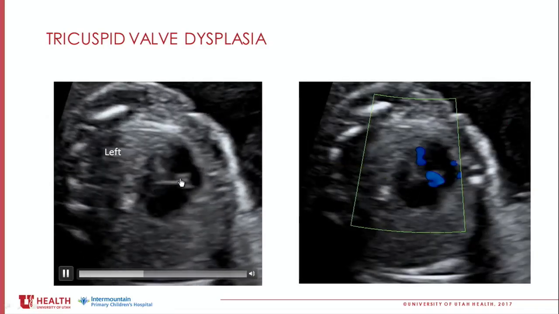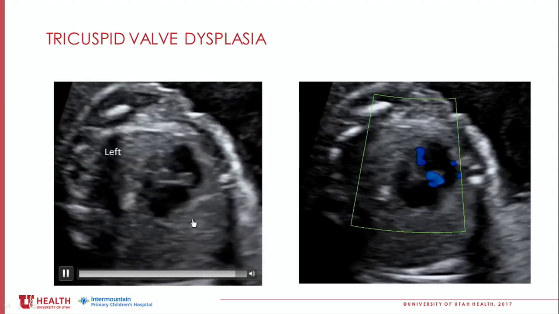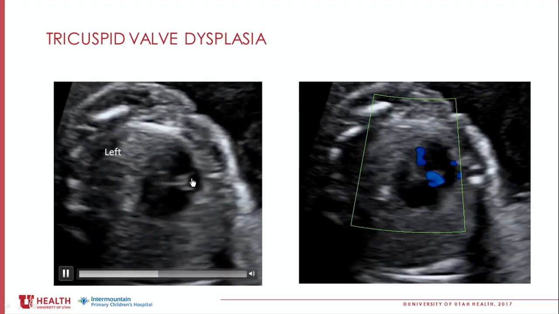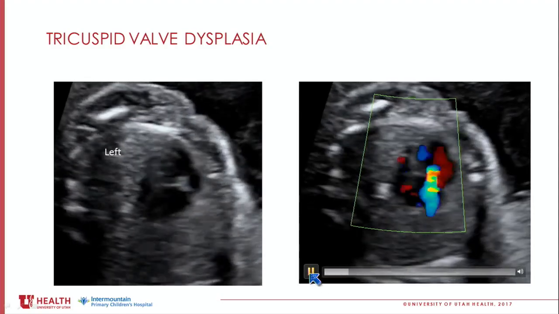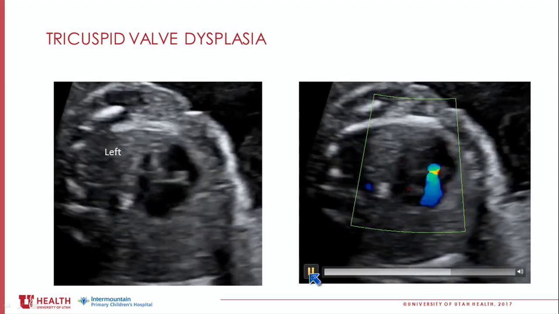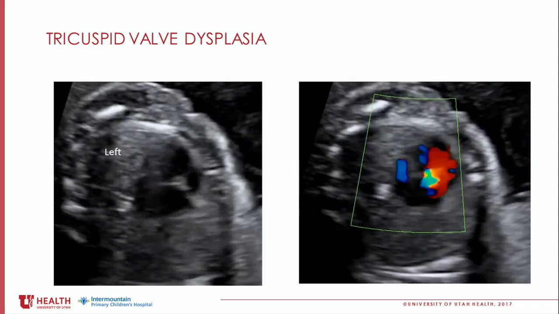leaflet tips. This is not very common, so I don't have very many of these, but real thick leaflet tips, but it's at the annulus. And there's that same sort of significant tricuspid regurgitation.